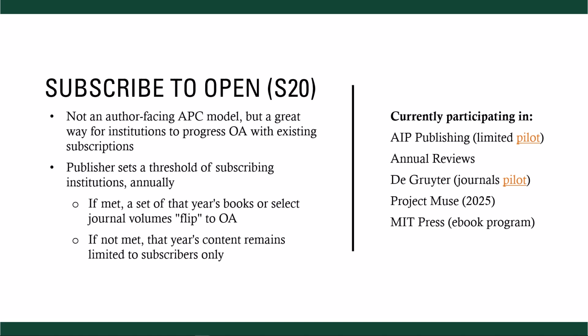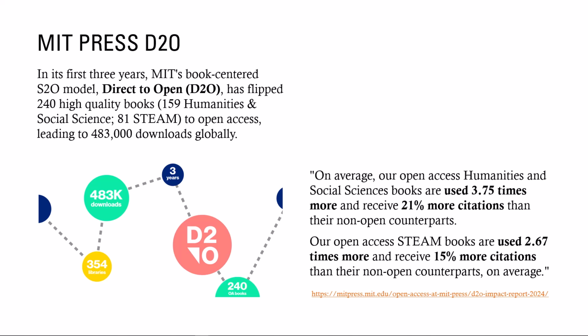Before bringing this presentation to a close, here's a brief overview of McDermott Library's engagement with the Subscribe to Open model. These are not author-facing APC models, but rather an easy and effective means of advancing open access with the library's current subscriptions and little to no financial investment. We are excited about the Project Muse plan beginning in 2025, and MIT Press's direct-to-open model is worth a special mention. As a participating institution, McDermott Library has helped MIT Press to flip 240 high-quality ebooks to open access in the program's first 3 years, leading to nearly 500,000 downloads.